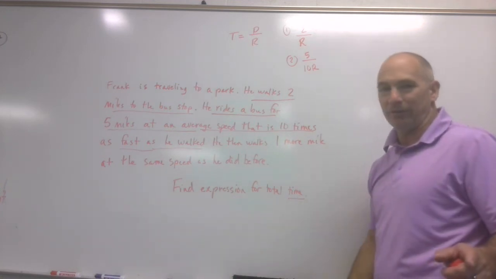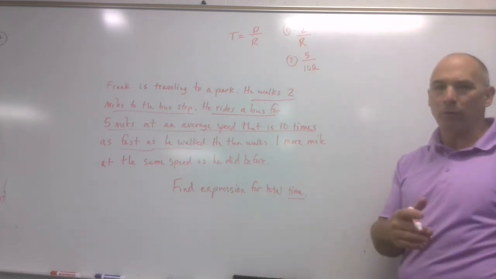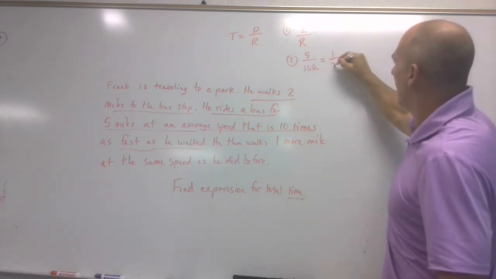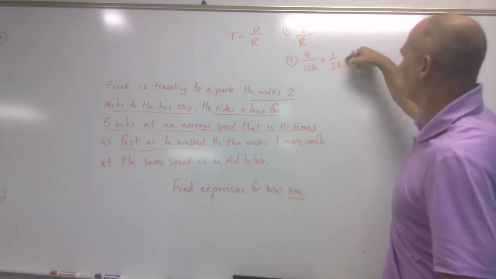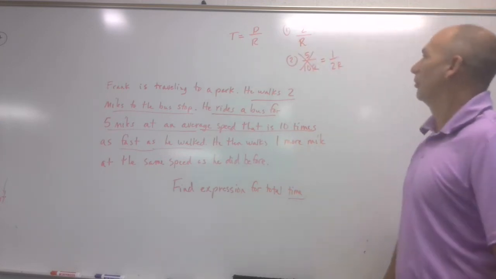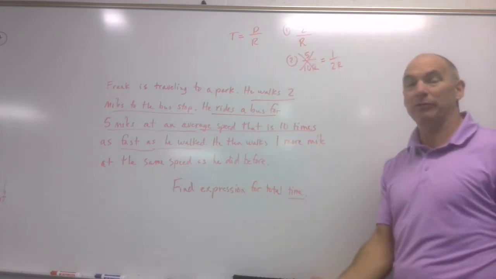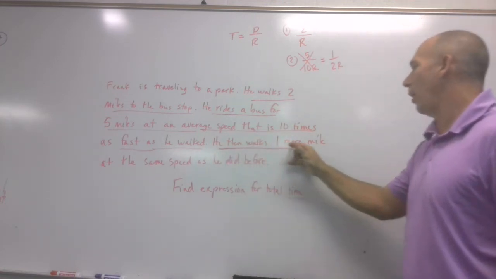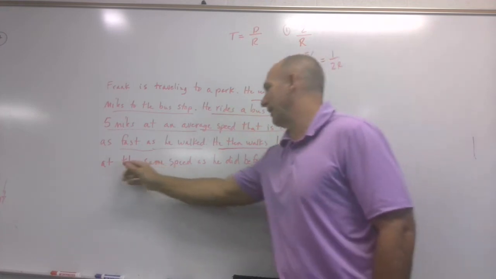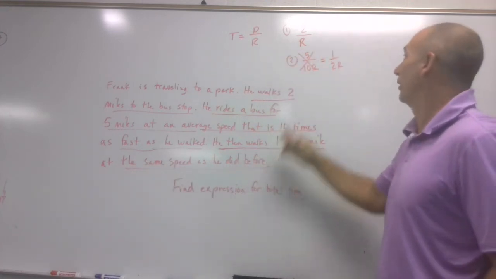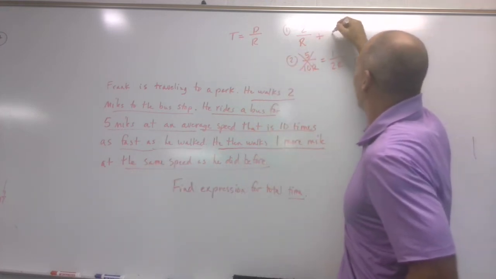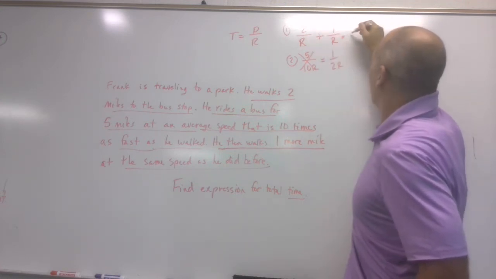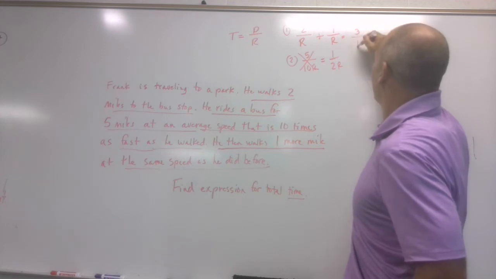Now, think about this for a second. If we just keep moving, we won't notice something. 5/10 can reduce to 1/2. So I'm going to use this. It's easier to use than that. So look for those opportunities to reduce whenever they present themselves. Then it says, he then walks 1 more mile at the same speed as he did before. So that's like, okay, in the walking phase, it's 1 mile over R. Notice we've got common denominators, so it'd be 3 miles at the same speed.